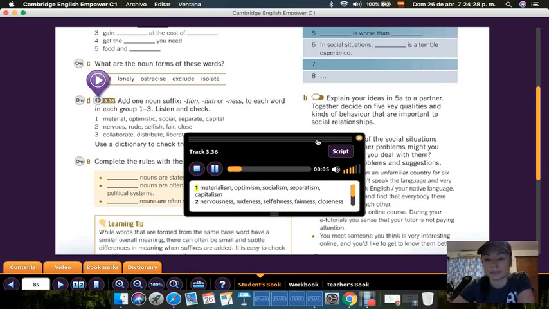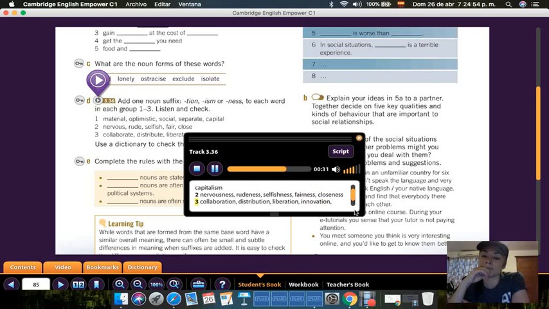1. Materialism, optimism, socialism, separatism, capitalism. 2. Nervousness, rudeness, selfishness, fairness, closeness. 3. Collaboration, distribution, liberation, innovation, separation.